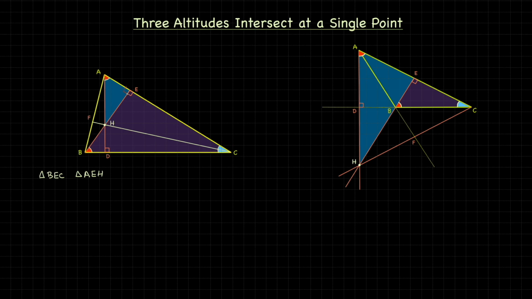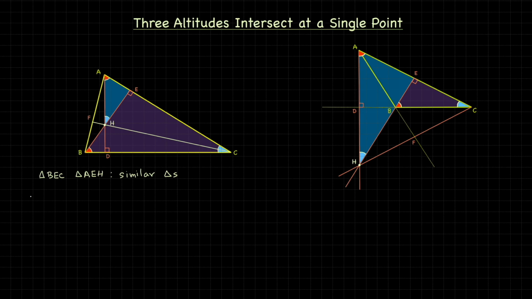Now consider the triangle AHE. Since it is a right angle triangle, the two acute angles are complementary. So AHE is the same as BCE. So now we can see that the two triangles BEC marked in purple and AEH marked in blue are similar because they have exactly the same angle measures.